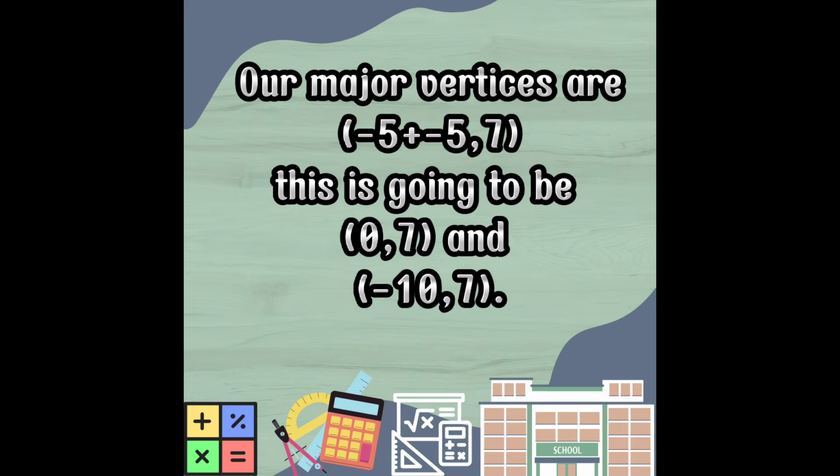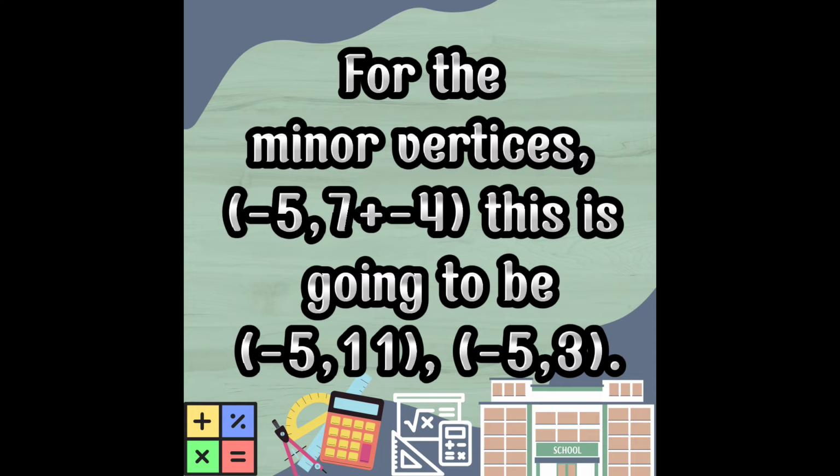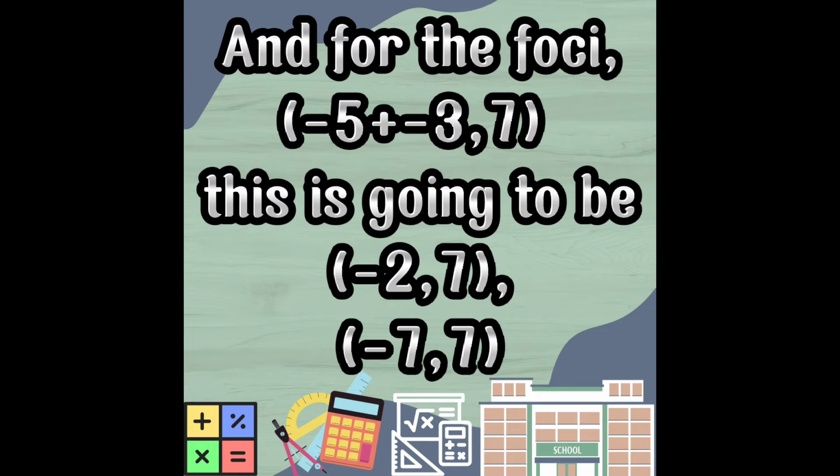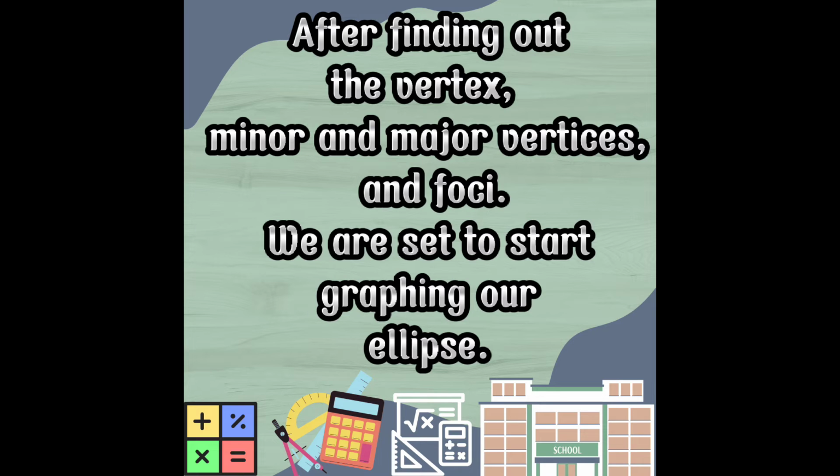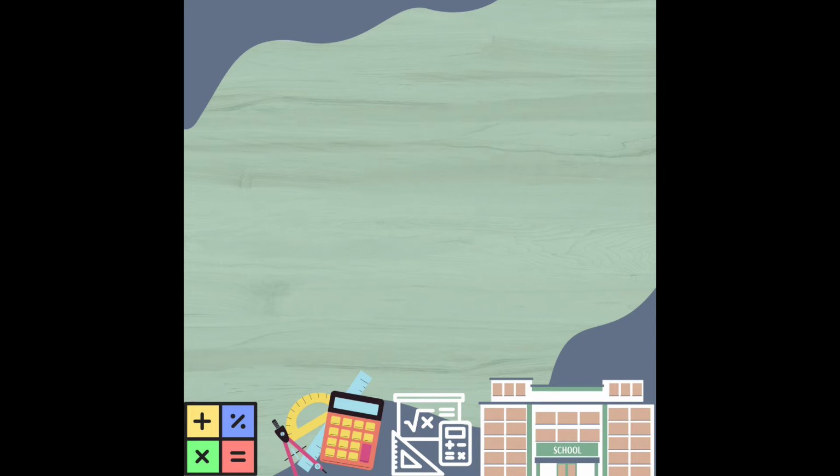Our major vertices are -5 plus or minus 5 and 7. This is going to be (0, 7) and (-10, 7). For the minor vertices, -5 and 7 plus or minus 4, this is going to be (-5, 11) and (-5, 3). And for the foci, -5 plus or minus 3 and 7, this is going to be (-2, 7) and (-8, 7). After finding the vertex, minor and major vertices, and foci, we are set to start graphing our ellipse.